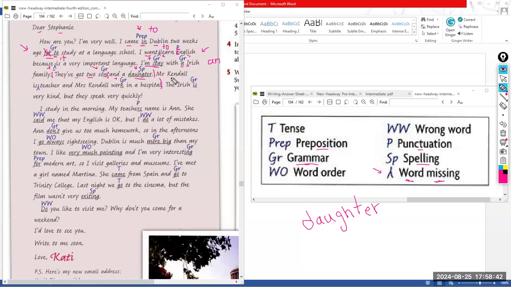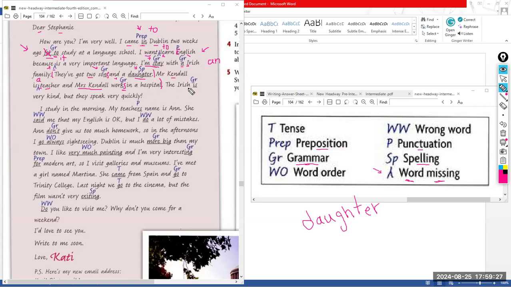Exactly. So I have to say, Mr. Kendall is a teacher. Notice here that because we have a singular noun, I have to use the articles a or an. And because the noun starts with a consonant letter, I have to write a. So Mr. Kendall is a teacher and Mrs. Kendall works. Exactly. Because I'm using the simple present tense, one rule of using the simple present tense is if you are writing a singular noun, absolutely you have to add s, es, ies at the end of the verb. So this is why I have to say Mrs. Kendall works in a hospital.